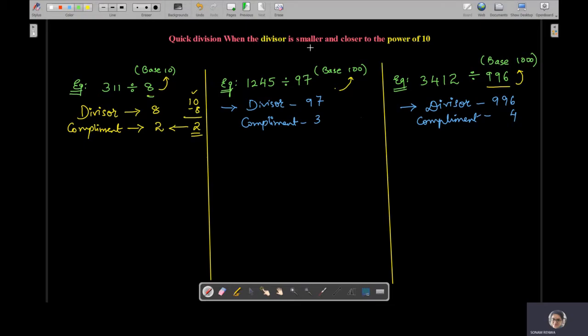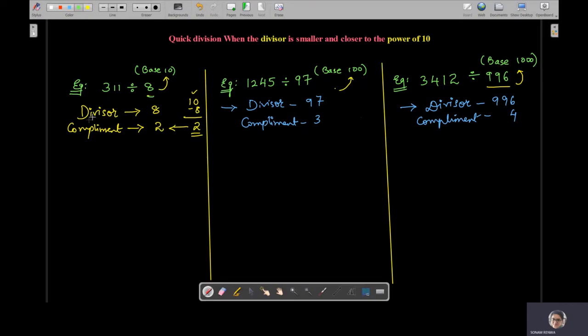If you can see here, I have written 3 examples. The first example has a divisor which is 1 digit. The second example has a divisor which is 2 digits. And the third example has a divisor which is 3 digits. Now, 8 is closer to its base value, that is 10, 97 is closer to the base value 100, and 996 is closer to the base value 1000. So let us start with the first example.